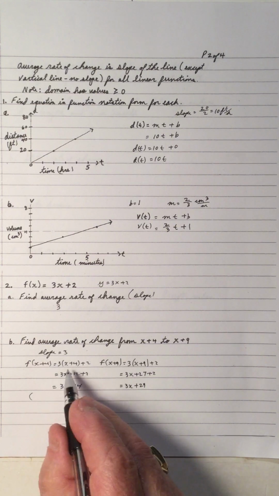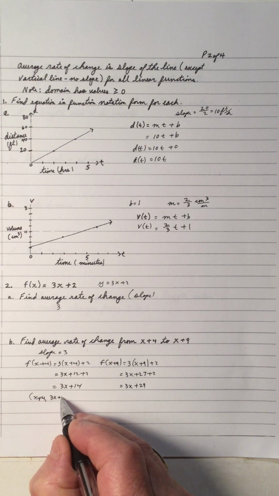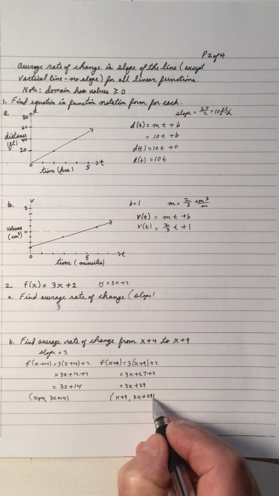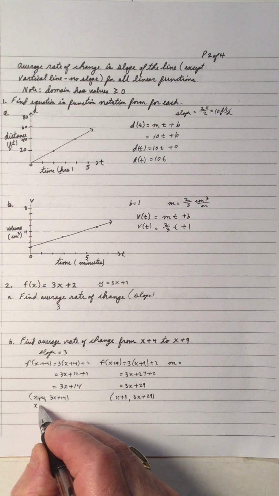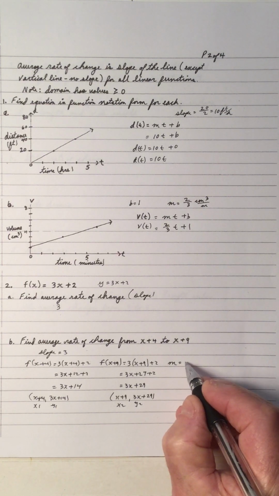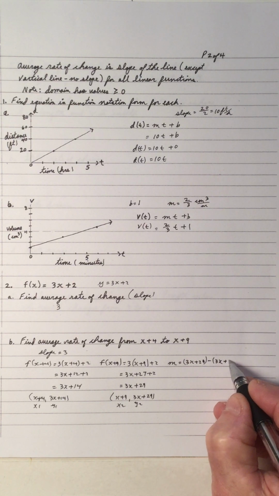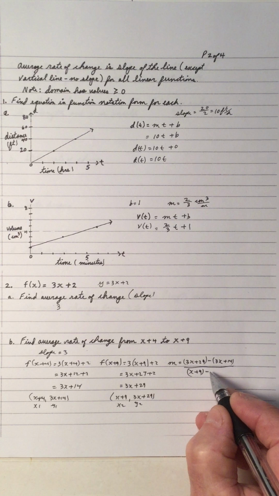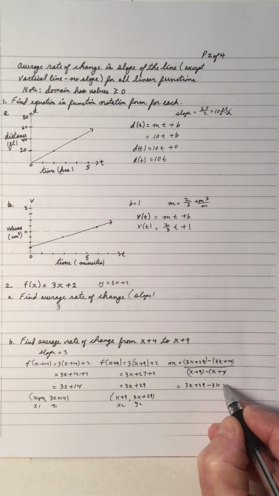So at this point here, I have x plus 4, and the f of x is 3x plus 14. And right here I've got an x plus 9, and I have 3x plus 29. So the slope, average rate of change, is the slope. So this is, you could say, x1, y1, x2, y2. So the slope formula is y2, which is 3x plus 29, minus 3x plus 14, over x2, which is x plus 9, minus x plus 4. So that gives me 3x plus 29 minus 3x minus 14.